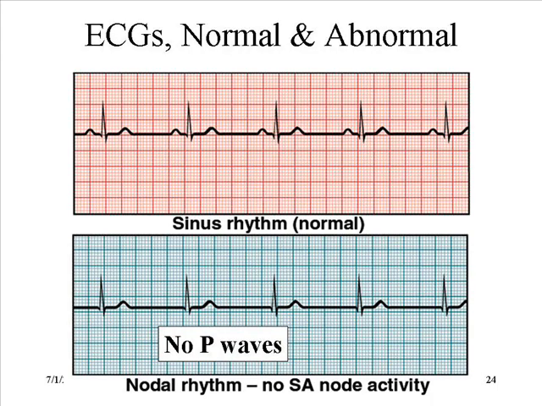These are some examples of EKGs, and this is to illustrate just a normal sinus rhythm where you have a contraction about every 0.8 seconds, for about a 75 beats per minute sinus rhythm. And in the lower picture, you can see a nodal rhythm where you have the absence of the actual P waves, so there's no SA node activity. Instead, it's being carried actually by the AV node. And so, it's a slightly different rhythm in that particular case.